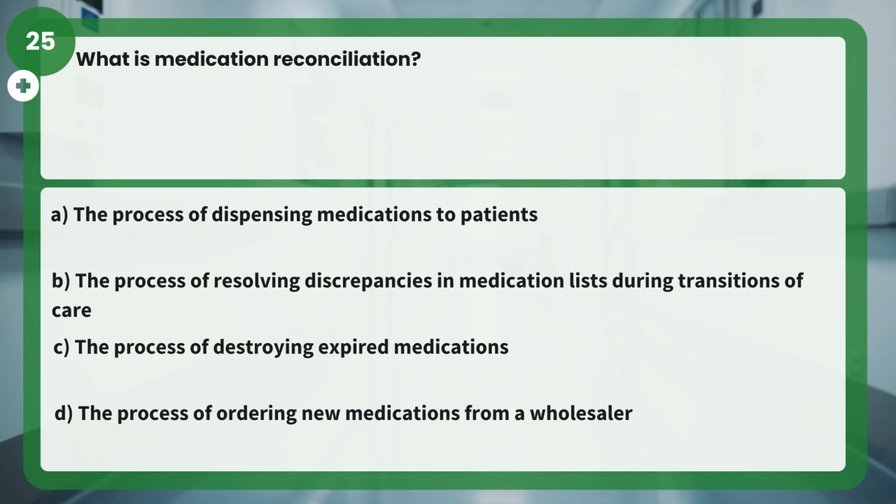Question 25. What is medication reconciliation? A. The process of dispensing medications to patients. B. The process of resolving discrepancies in medication lists during transitions of care. C. The process of destroying expired medications. D. The process of ordering new medications from a wholesaler.